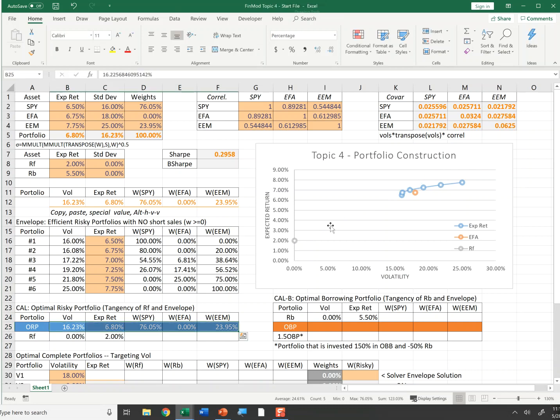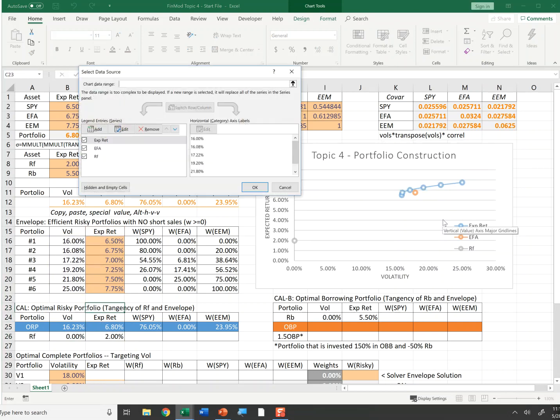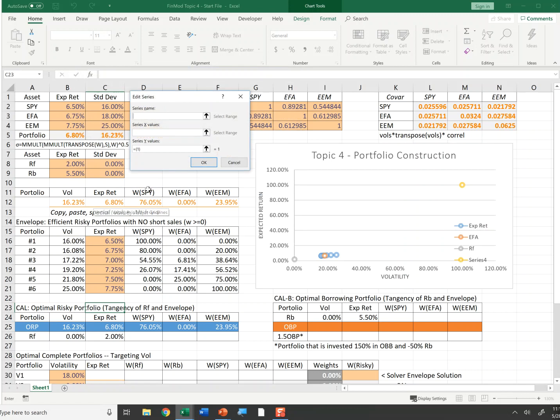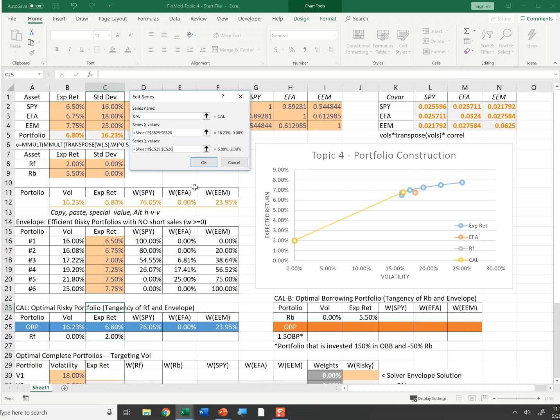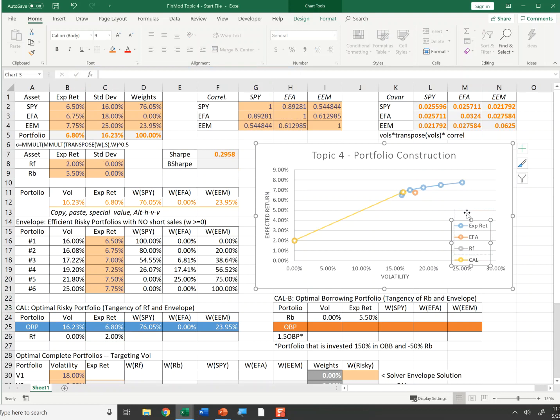Now I'm going to add this portfolio here and combine it with RF to show a line on this graph. I'm going to again go to my data, right-click, select data, add, and call it the CAL, which is the capital allocation line. I put in two volatilities as X, the 16% optimal risky portfolio and the risk-free volatility of 0, and then put in the two expected returns. And there it is. That's my capital allocation line.